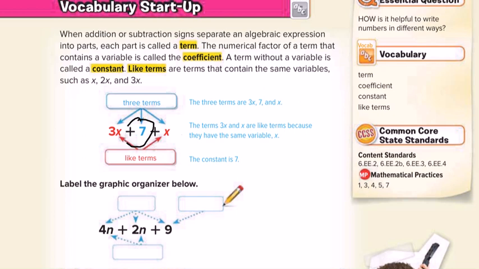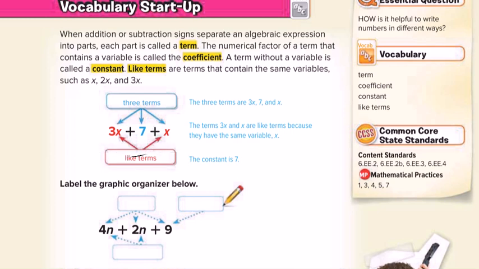Okay? Then we have like terms. Like terms are terms that contain the same variables such as x, 2x, and 3x. So, in this example, 3x and x are like terms because they both contain an x. 7 is a constant. It doesn't have an x, so it can't be combined with them, and it isn't a like term. Let's look below at the graphic organizer to label it accordingly.